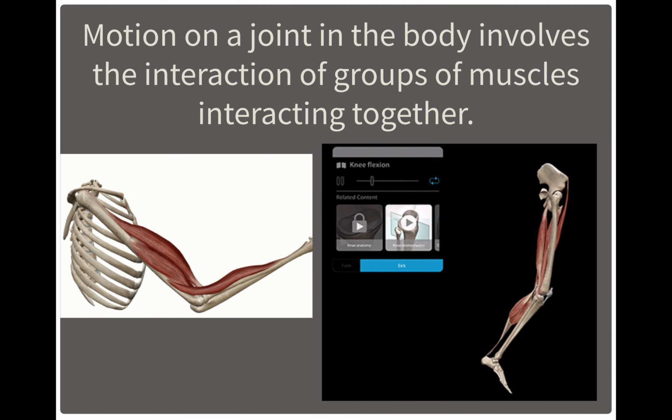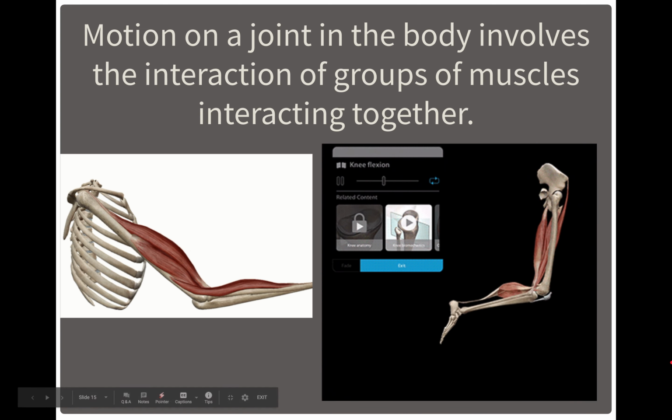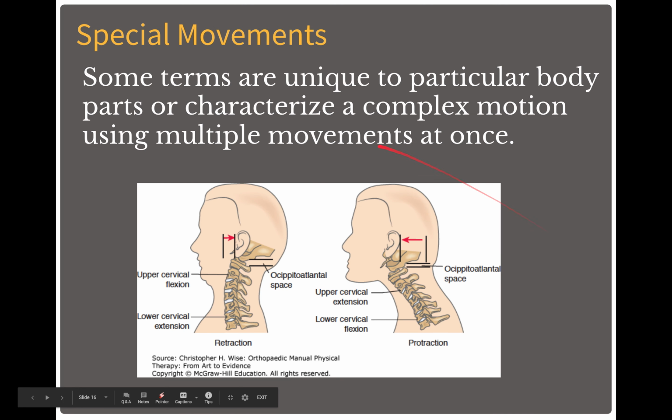All right, so motion at a joint in the body involves a group of muscles interacting together, like I mentioned earlier. And when we talk about special movements, these tend to be movement terms that are unique to a particular body part or characterize a complex motion using multiple movements at once. So oftentimes they're a mixture of flexion and extension movements or maybe circumduction movements all together in a characteristic way that doctors or anatomists or anyone may want to reference quickly.